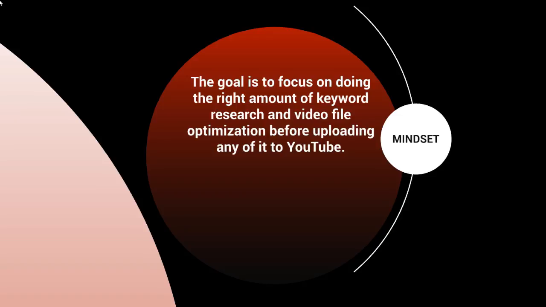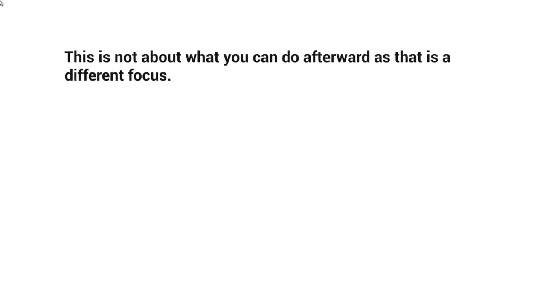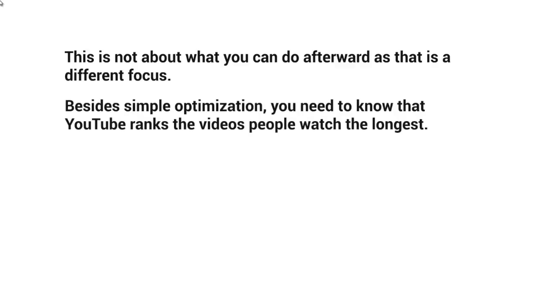I want to first start out by saying the goal is to focus on doing the right amount of keyword research and video file automation before actually uploading any of it to YouTube. Essentially this is all about what most people forget about doing before making their YouTube video live. Most people think about what to do after they upload the video. They don't really think about what they have to do before making it live. So this is not about what you can do afterwards, as that is a totally different focus, but rather before.